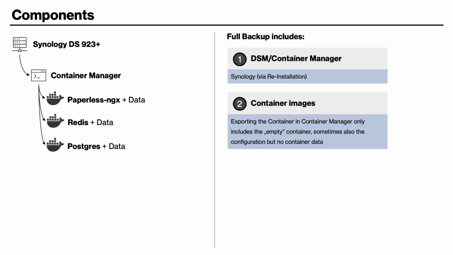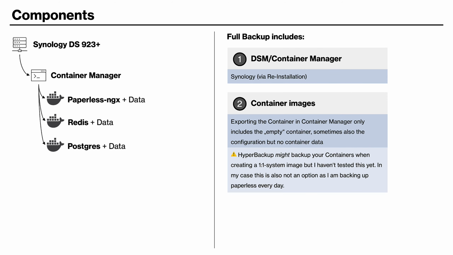For a worst case scenario, you also need a copy of the Docker images to be able to reinstall them. One way to do this is by using the exporter function of Container Manager. Be aware of the fact that this function includes either only the container image or in some cases the configuration of the container as well. Using the export function of Container Manager does not include any of Paperless-ngx data, so reinstalling your 3 containers will lead to an empty paperless installation.